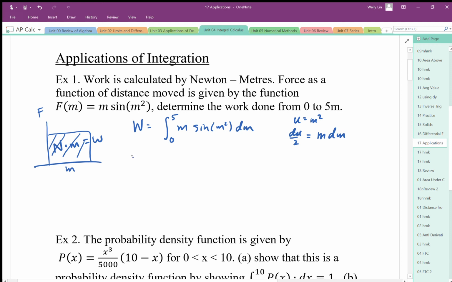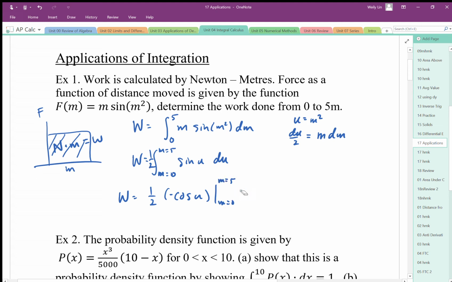So I can change this from m equals 0 to m equals 5 meters. This is going to be sine u du over 2. I'm going to put the 1/2 on this side. And now I can integrate this. So the work done is going to be calculated by 1/2 times negative cos u, from m equals 0 to m equals 5.